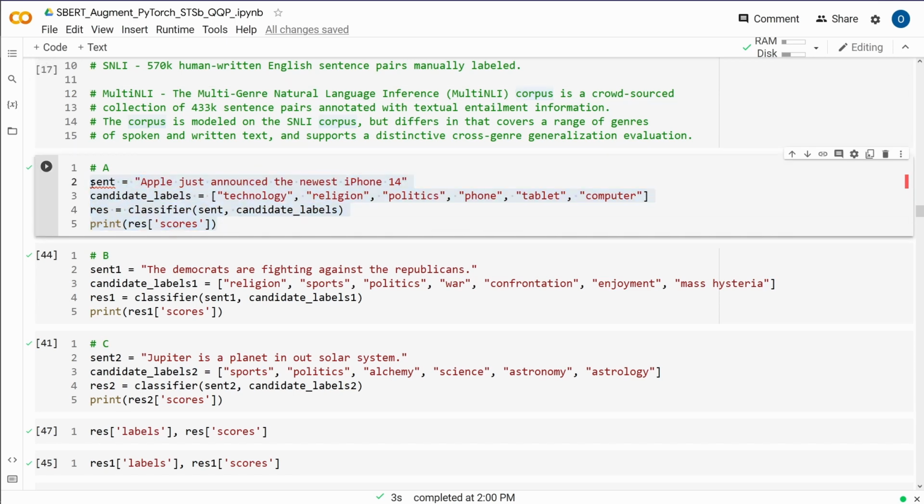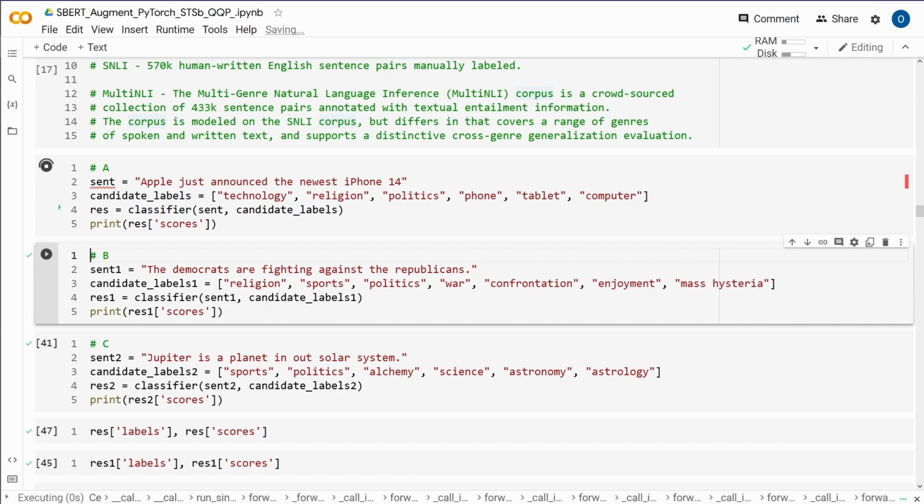At first you have the sentence that you want to have analyzed, Apple just announced the newest iPhone 14. And then you say, I want a classification, and you define what you want. You say, I want technology, religion, politics, phone, tablet, and computer. And you can insert whatever else you want. So you have your sentence and you say, adjust this sentence to a classification I provide you with. And then you say, classify the sentence and the labels. And this is it. Print the scores.